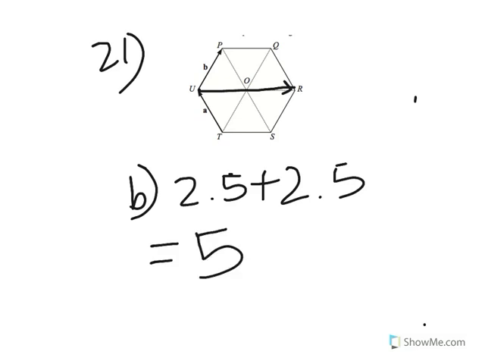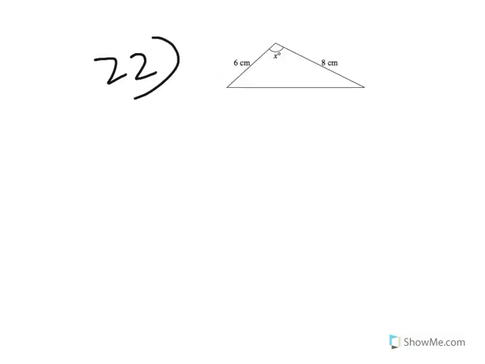Alright, so question 22. We're given a triangle, and the area of the triangle, they say, is 12 centimeters squared. They've given us two sides, 8 and 6, and they've given us an angle x. They said the angle x is obtuse. The fact that they said angle x is obtuse means that the triangle cannot be right angled.